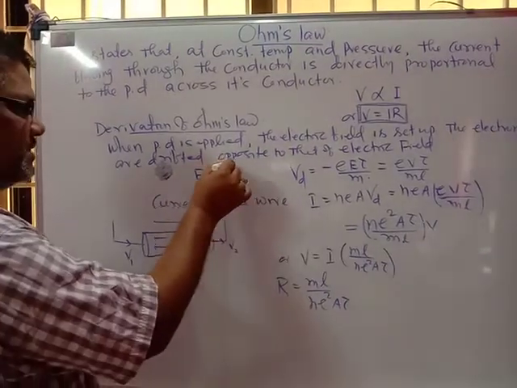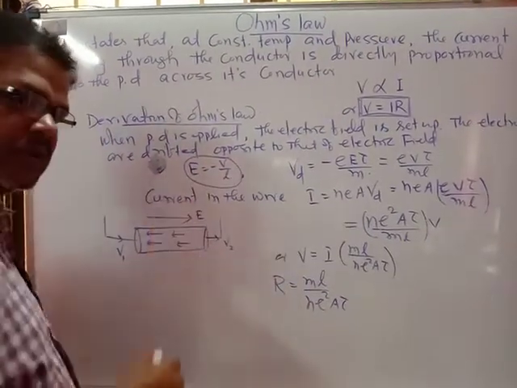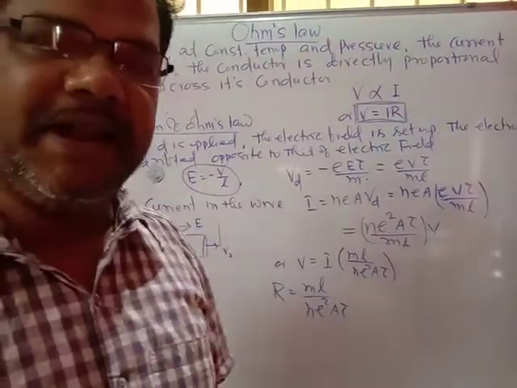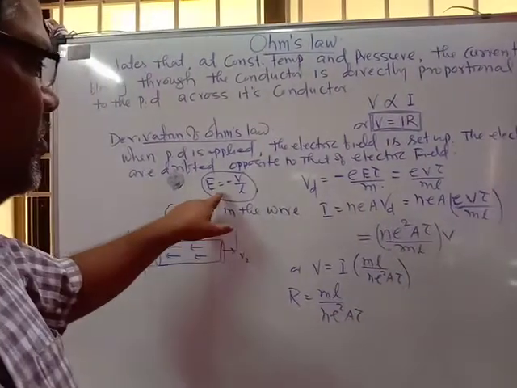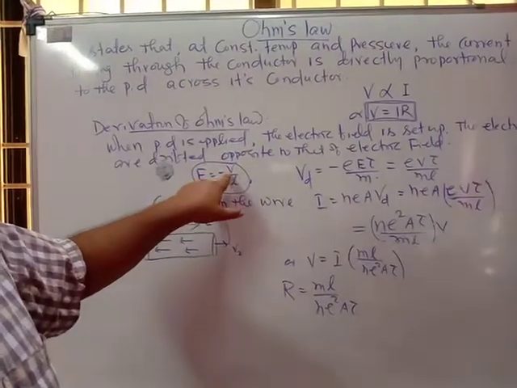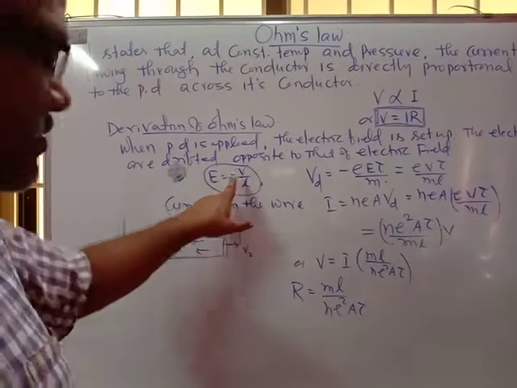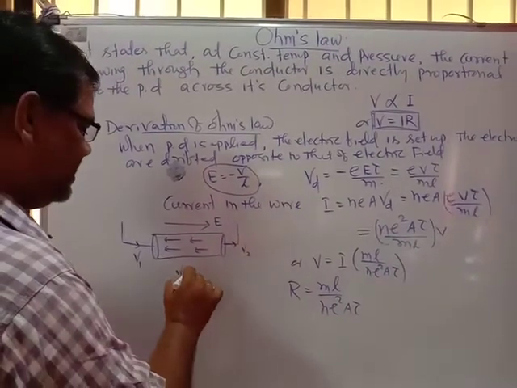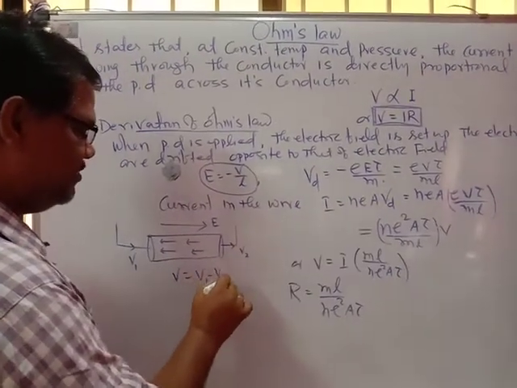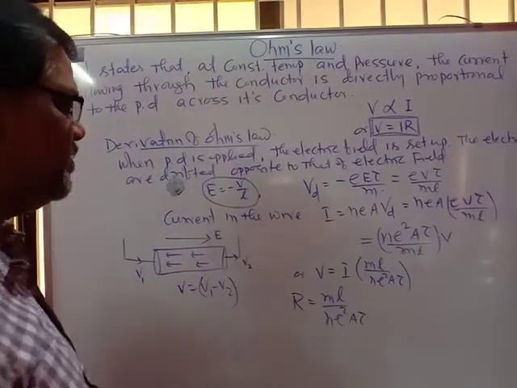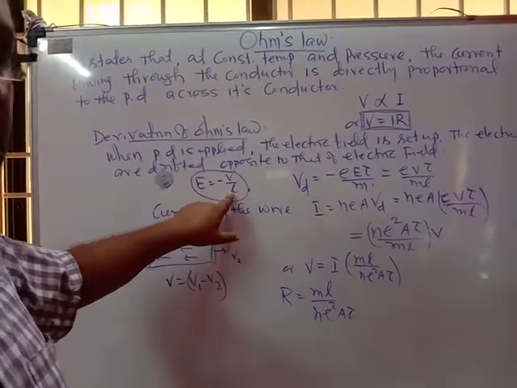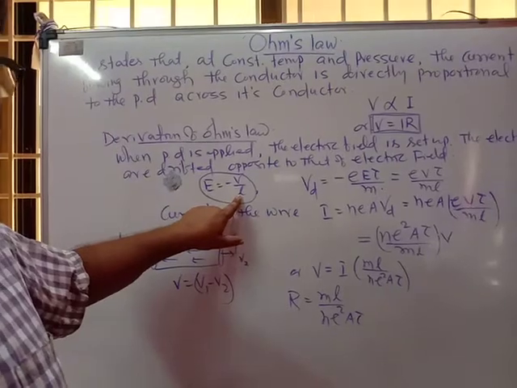In this case, the electric field that is set up is E equal to minus V upon L, because E equals minus dV by dL, and that is E equal to minus V by L. V is the potential difference, V1 minus V2, maintained at the two ends of the conductor, and L is the length of the conductor.